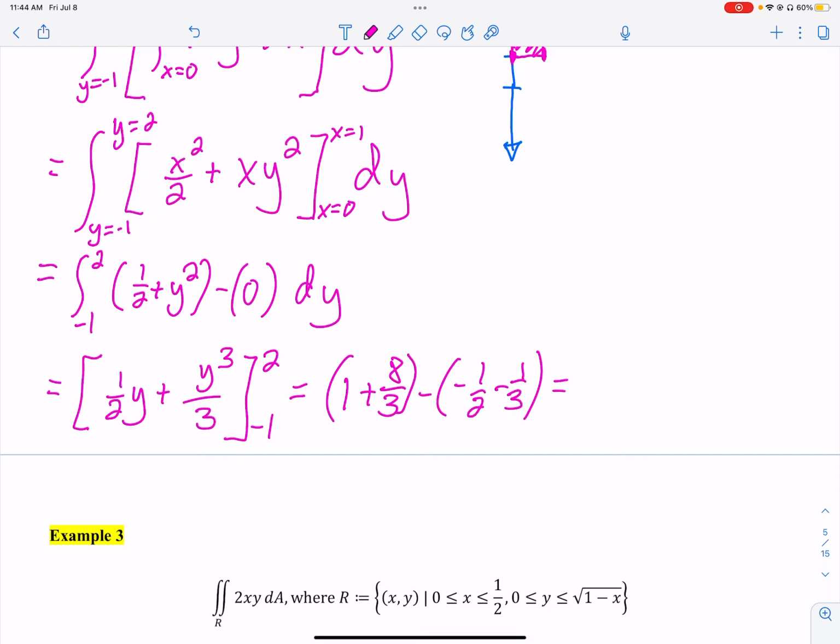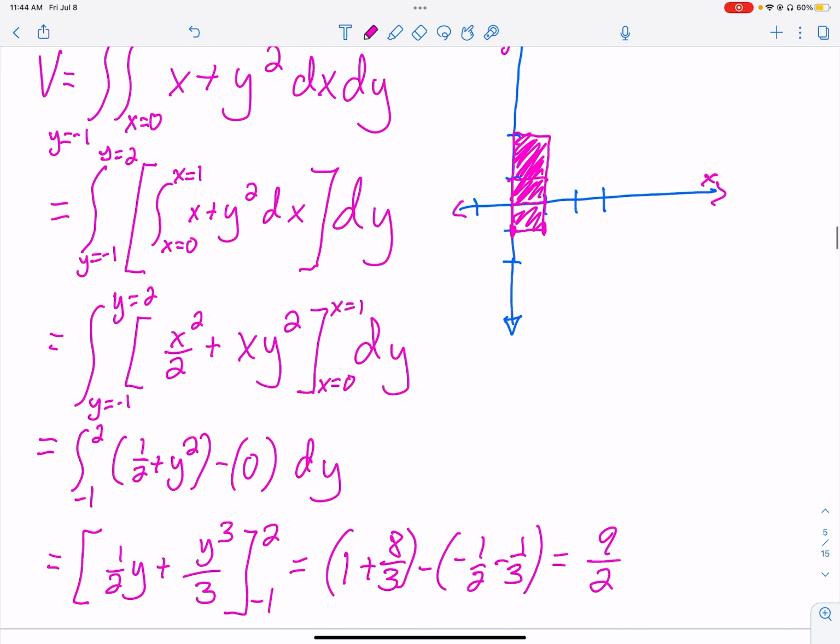You could plug all that in your calculator if you need to, or do it by hand, whatever you prefer, but that ends up being 9/2. So the volume under the surface of that pink space there is 9 over 2. If I go up, it's a positive volume, so some of the surface may go below, some of it may go above.